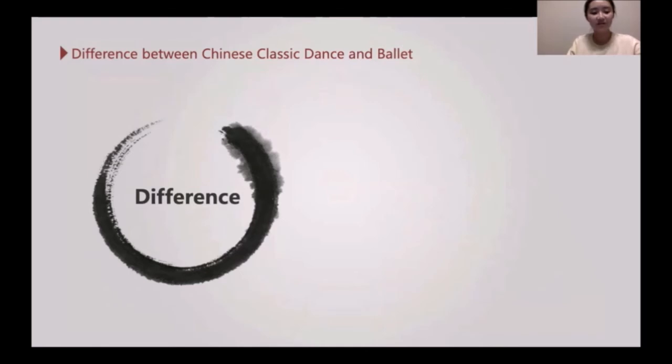So the difference, I also divided it into 4 parts. The first one is the history. The history is definitely different between those two kinds of dance. Ballet has a really long history, back to the Italian Renaissance in the 15th century.